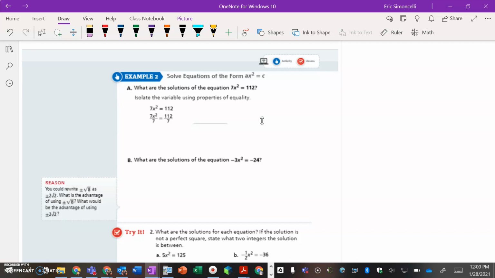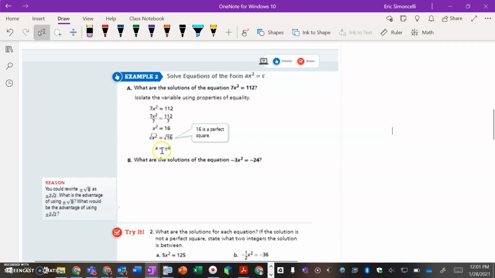112 divided by 7 is 16. So x squared now equals 16. And because, as you're about to see, 16 is a perfect square, when you take the square root of both sides of your equation, the square root of x squared will simply be x. And not surprisingly, the square root of 16 should end up being 4.